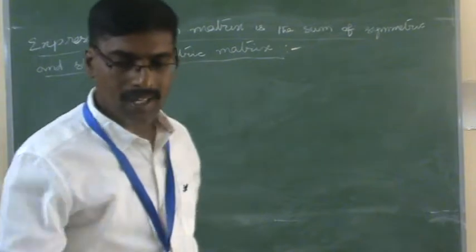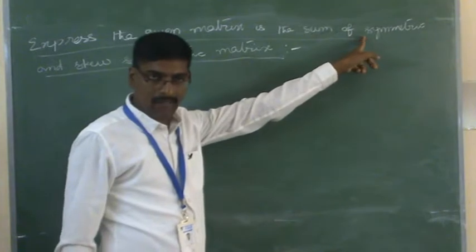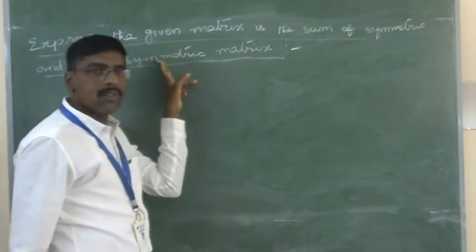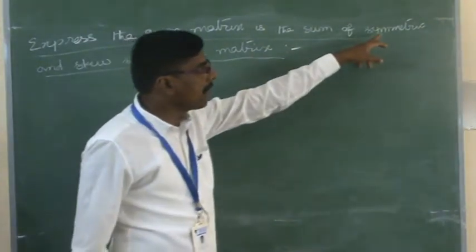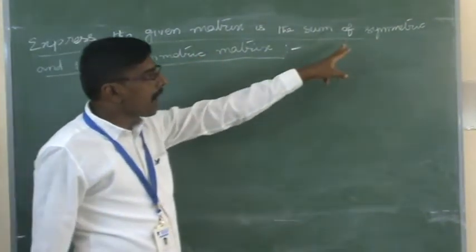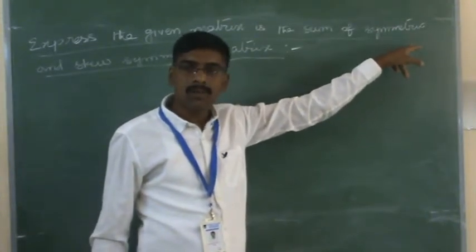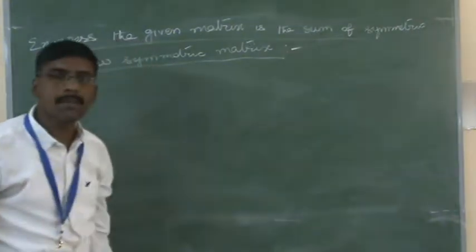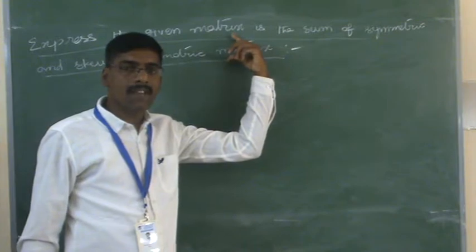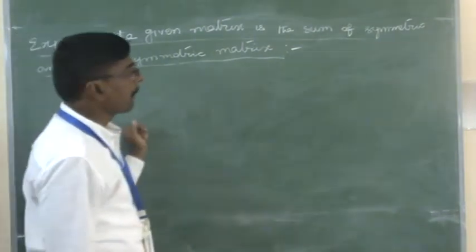Already we know, in the last class we discussed very clearly what is meant by a symmetric matrix and what is meant by a skew symmetric matrix. A symmetric matrix means A transpose is equal to A. What is meant by a skew symmetric matrix? A skew symmetric matrix means A transpose is equal to minus A. In the last theorem also we discussed this very clearly.